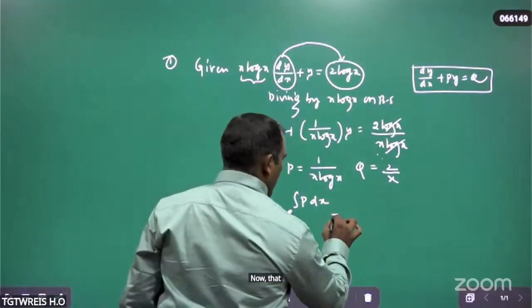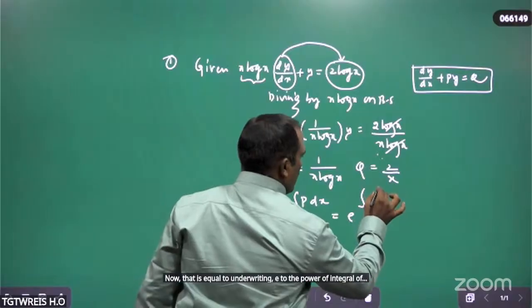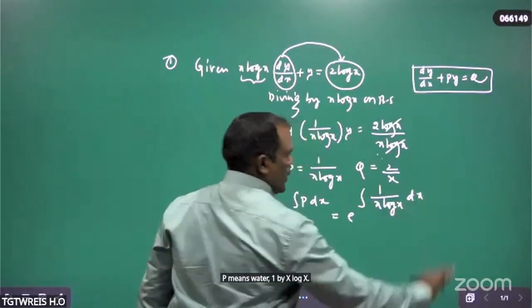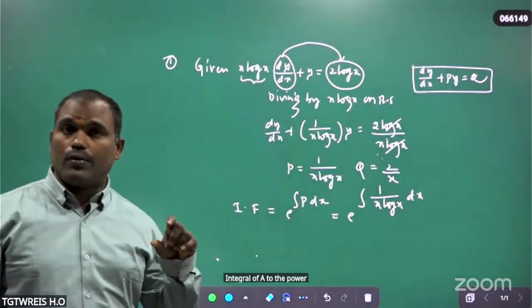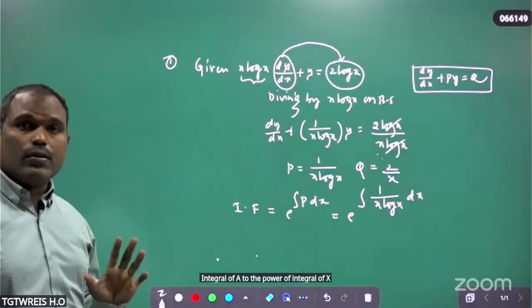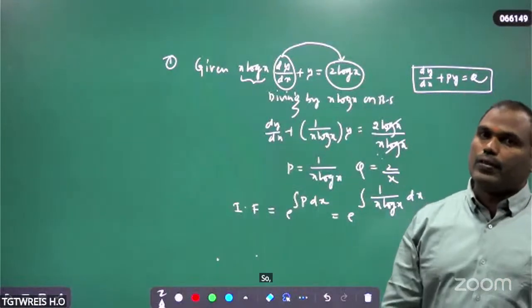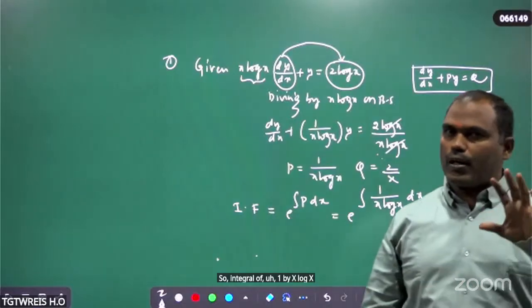Now that is equal to e to the power of integral of p, which means e to the power of integral of 1 by x log x into dx. The integral of 1 by x log x I already told you in the previous class. The integral of 1 by x log x is log x, but that formula is not directly available.